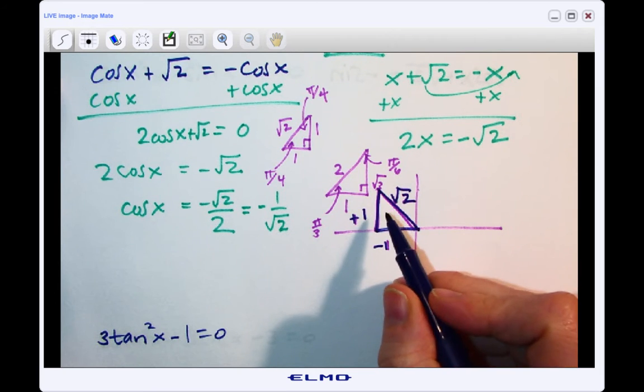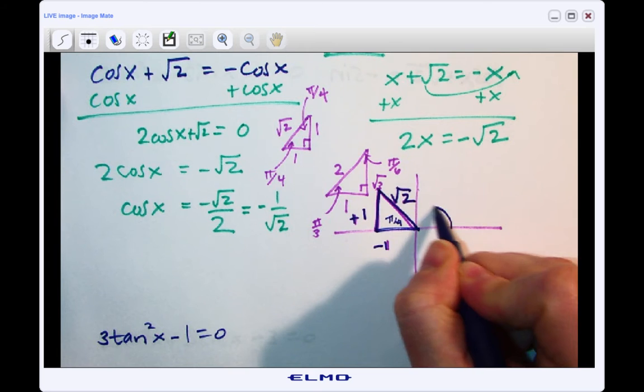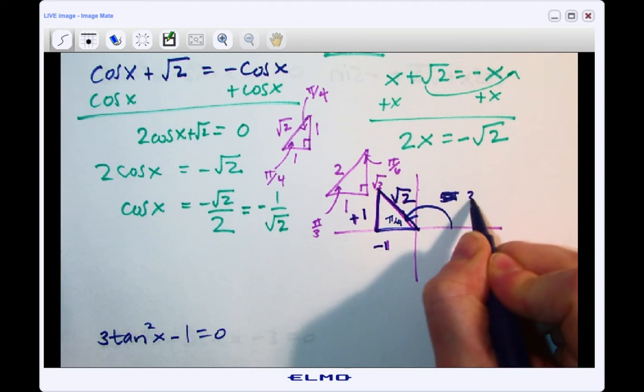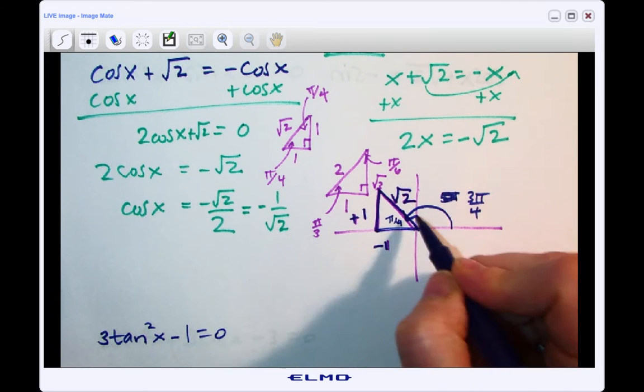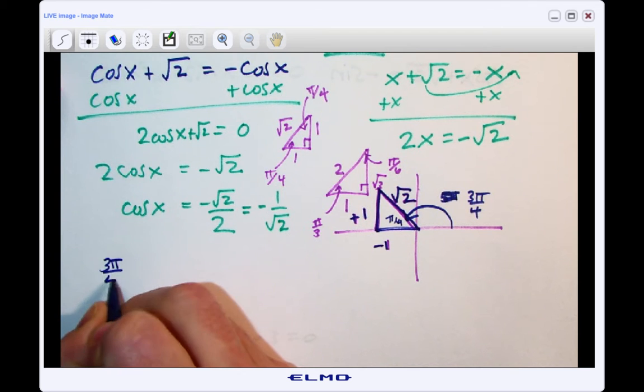So what angle is that? Well, I know that it's pi over 4, but in this quadrant. So that means that it is 3 pi over 4 is the angle that I'm looking for. That would be here, okay?